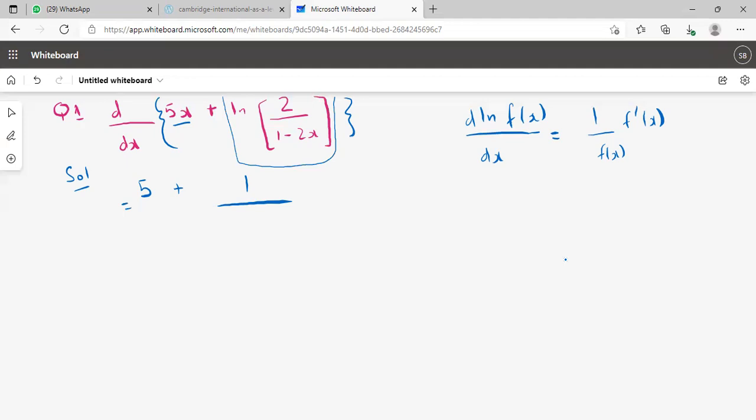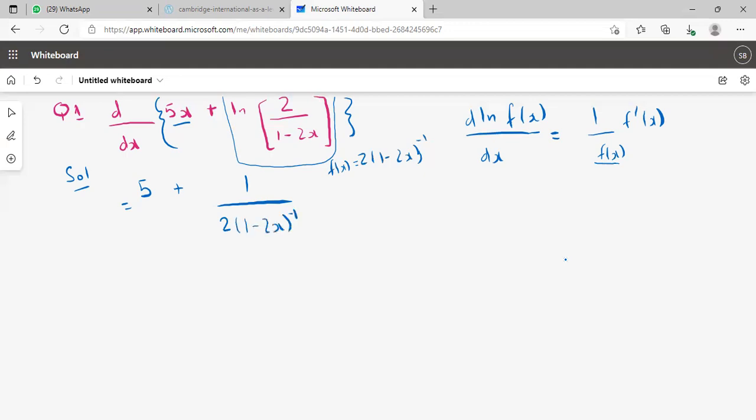Can we write it as 2 into 1 minus 2x to the power negative 1? Yes, exactly. Okay, but what is this? Is this f of x? Yes. Excellent. So this is f of x, okay? So we can simply write down 1 over f of x as per the formula. I'm not explaining new things, it's just what we know. We are just applying the formula, okay?